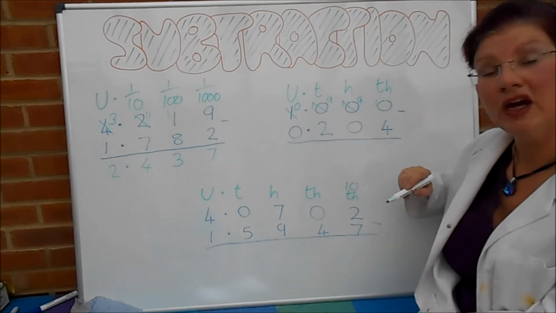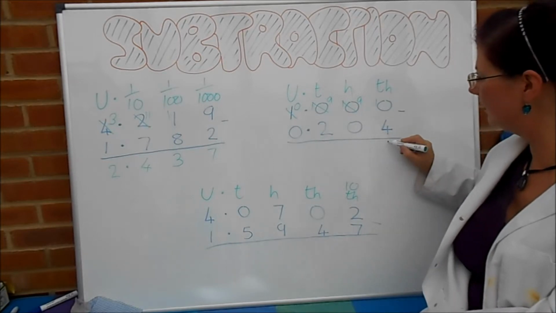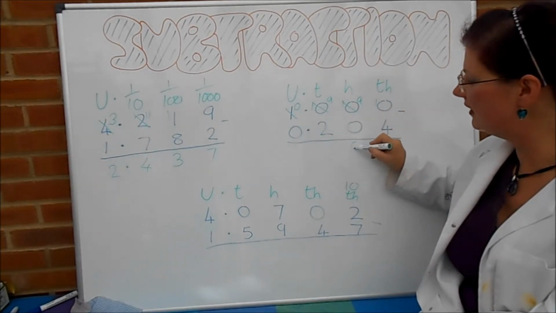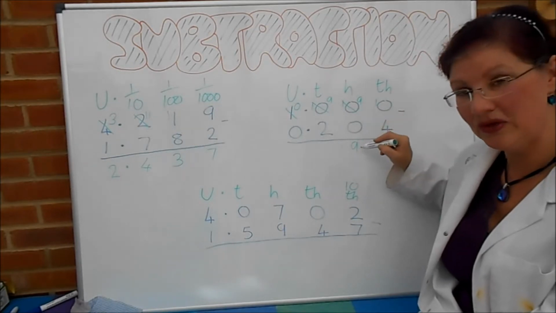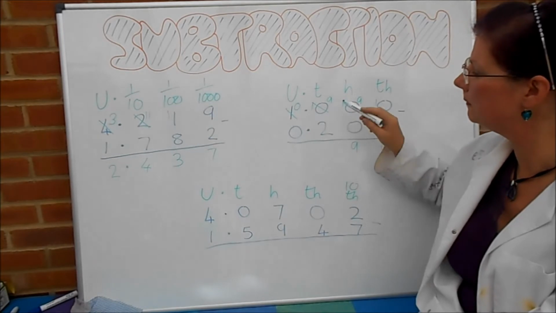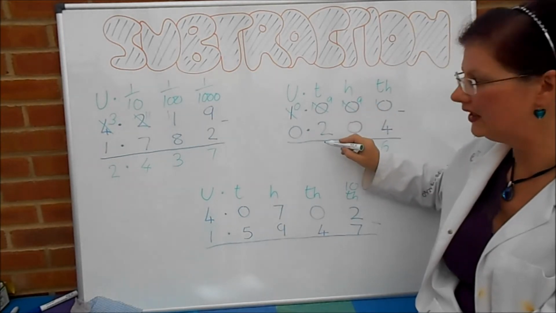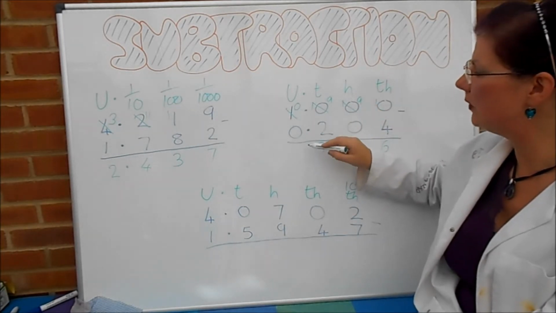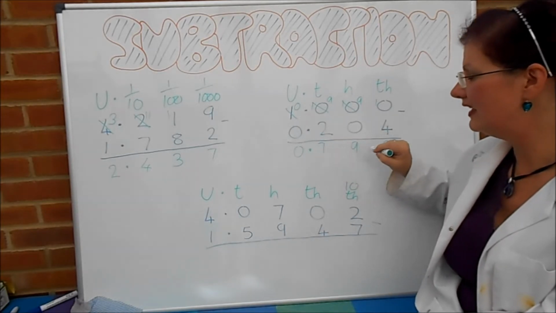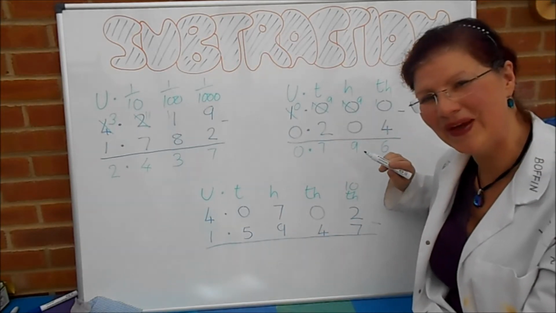So now we've got 10 take away 4 is 6, 9 take away 0 is 9. You may have thought that a 0 take away 0 would leave a 0 there, which you might have expected, but as it happens it's a 9. A 9 take away 2 is a 7, and a 0 take away 0 is a 0. So you'll end up with 0.796. Hope you got that one.